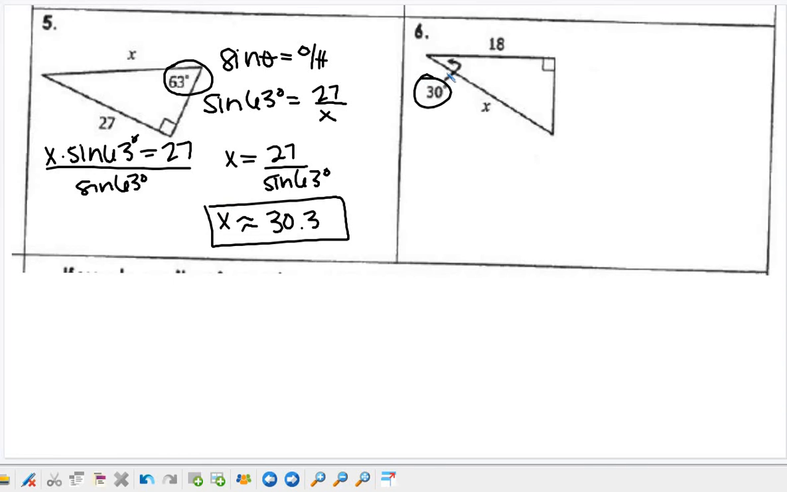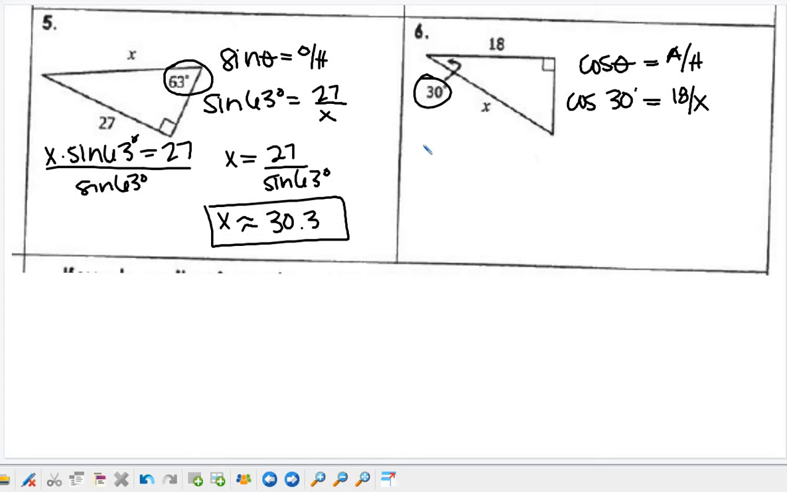Okay, so I want you to figure out what the ratio is. Take a second. So it's cosine. 18 is adjacent, so it's next to the angle. It touches the angle, and this is the hypotenuse, across from the 90 degree angle. So we have cosine of 30 is equal to 18 over x.